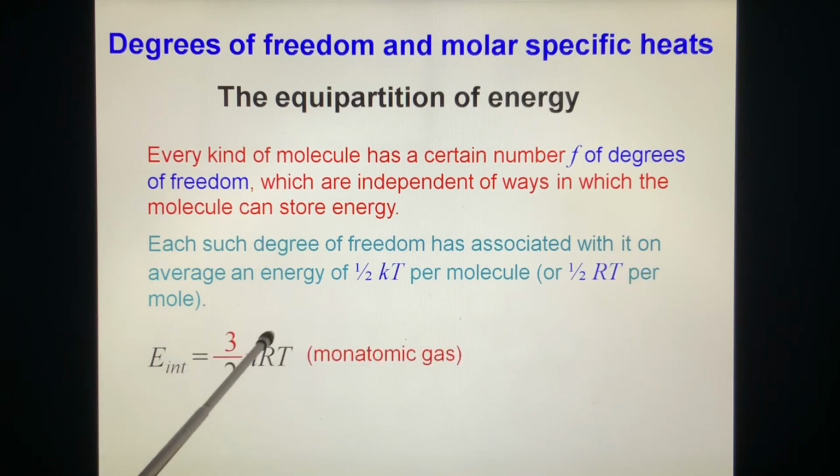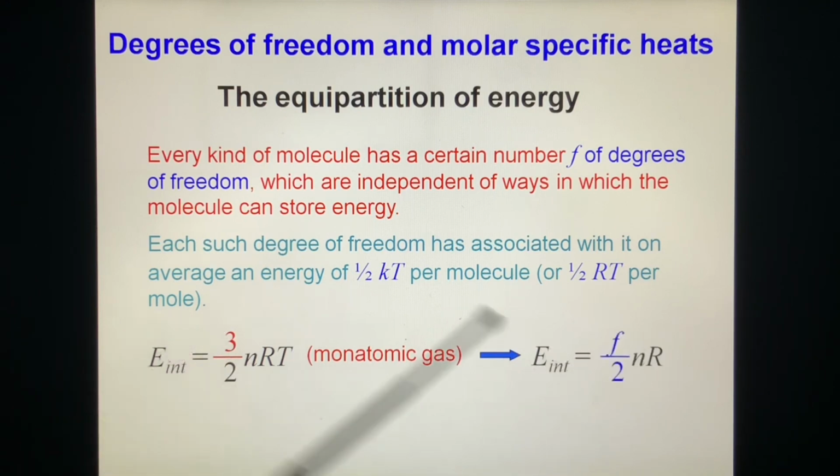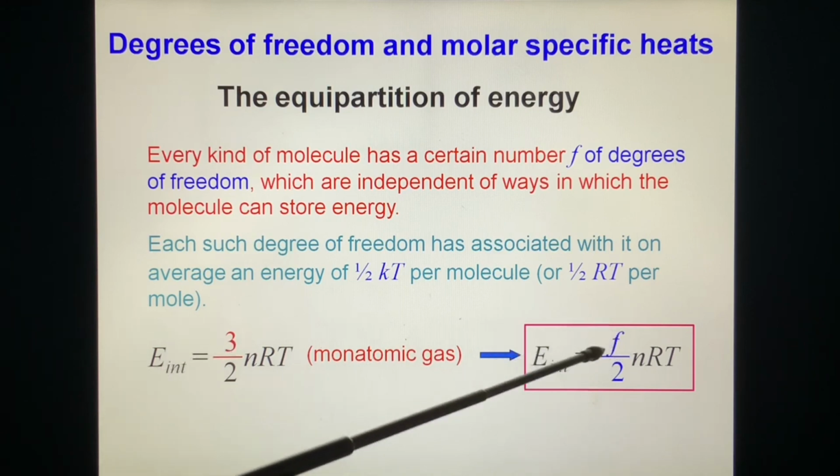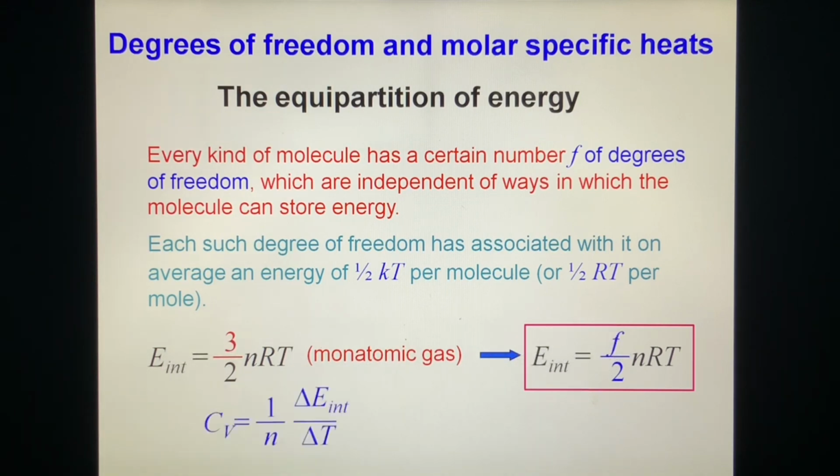So E internal equals 3/2 nRT for a monatomic gas, because a monatomic gas has 3 degrees of freedom. We extend this: the internal energy for any gas equals f/2 nRT, where we replace 3 with f, the degrees of freedom of the gas. And Cv equals 1 over n times delta E over delta T, so we find Cv equals half f R. With R equal to 8.31, this is about 4.165 f, in J/mol K.